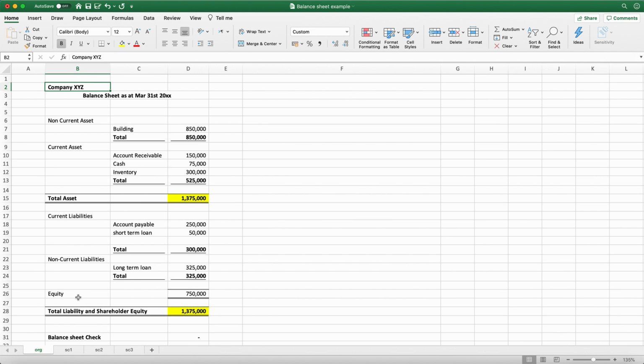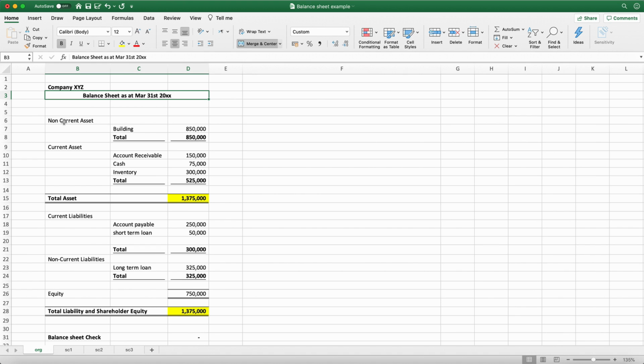This is a simple example of a balance sheet for a company called XYZ. The balance sheet is as at March 31st, which means the balance sheet was done as of the date of 31st of March. Now we can see that the balance sheet is divided into two main sections, one for asset and one for liabilities and equity.